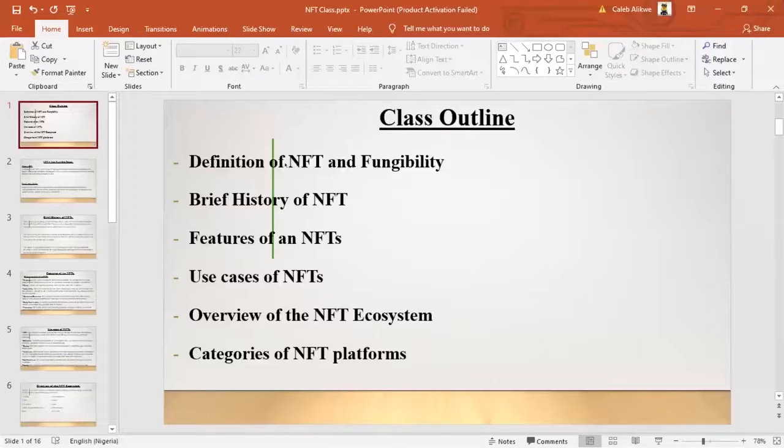Basically, I will focus on the features of an NFT, talk on use cases of NFTs, and talk about the overview of the NFT ecosystem. So let's begin.